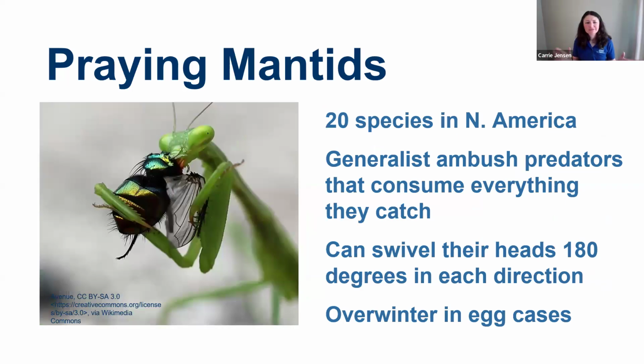And then the top daddy of predators in your garden, the praying mantids. There's 20 species or so in North America. They're generalist ambush predators, as most people know. I have another video that you can watch at the end of them hunting, which is really fascinating. They consume everything they catch. They're just really good predators. They can swivel their heads 180 degrees, pretty cool. And they overwinter in an egg case.